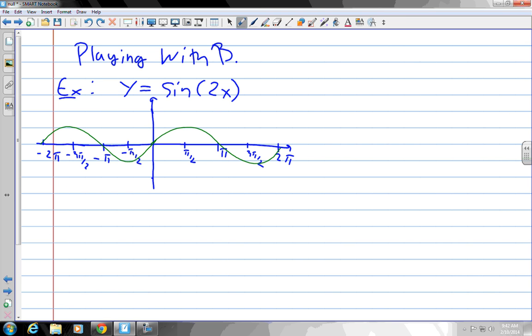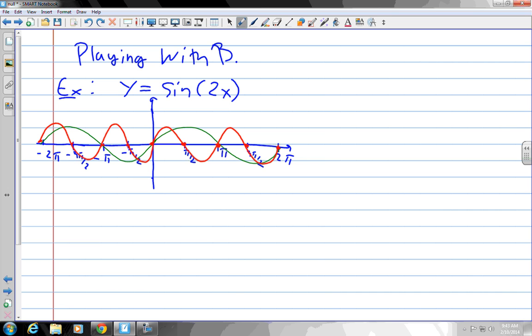Right? So now if I shrink everything horizontally, what are my new x-intercepts going to be? Yeah. So now it's pi over 2. Now pi. 3 pi over 2. All those become my intercepts, right? So it will actually look like this. Everything shrunk by half.